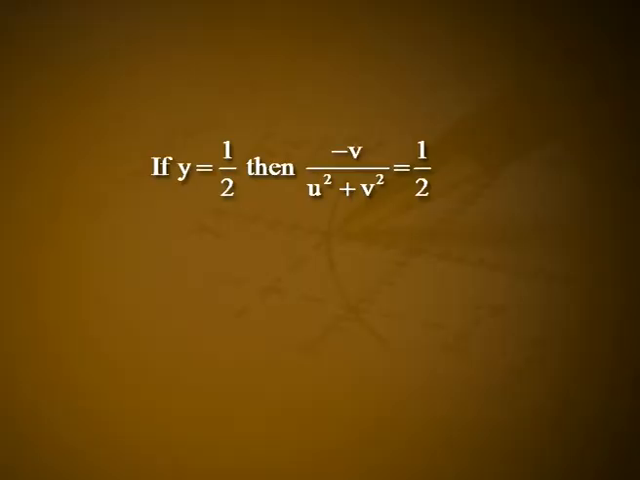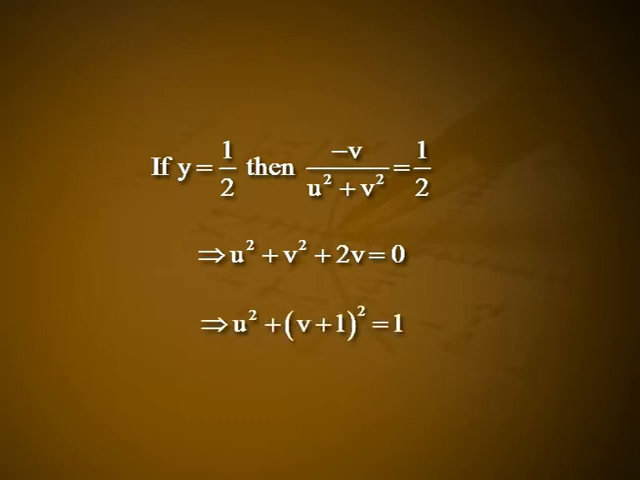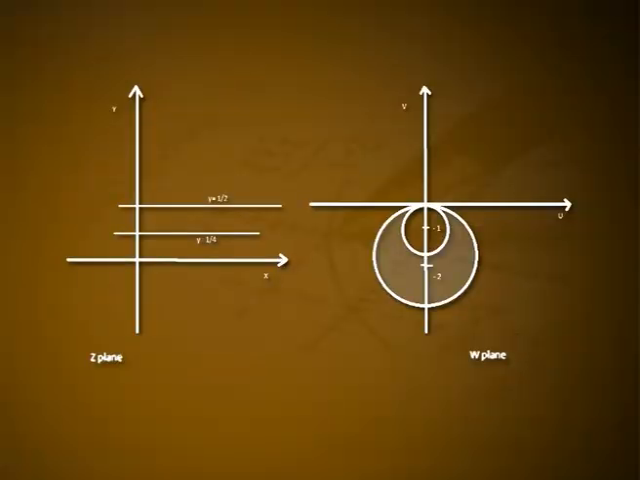If y is equal to half, then minus v divided by u square plus v square is equal to half, which implies u square plus v square plus 2v is equal to 0, that is u square plus (v plus 1) whole square equal to 1. Hence, the infinite strip 1 by 4 less than or equal to y less than or equal to 1 by 2 is mapped into the region between the two circles u square plus (v plus 2) whole square equal to 4 and u square plus (v plus 1) whole square equal to 1.